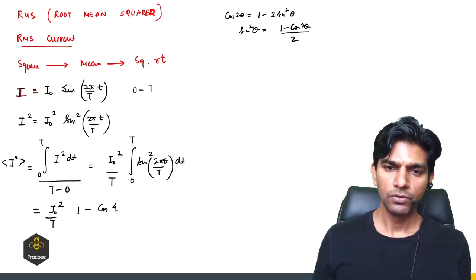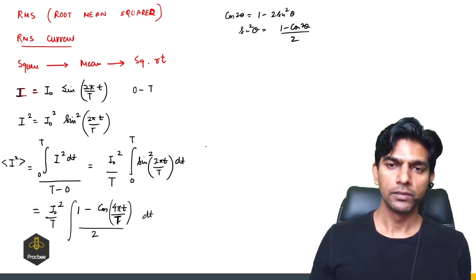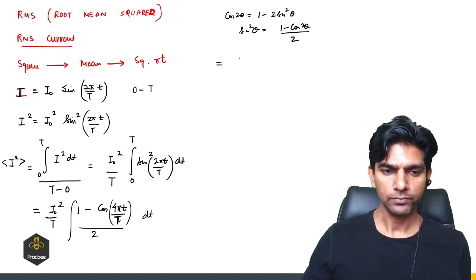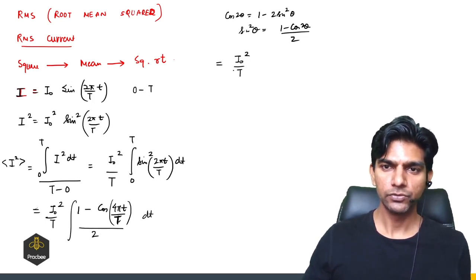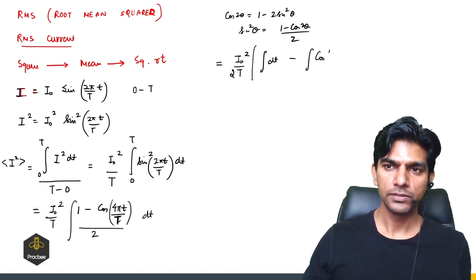So this will become 4 pi t divided by capital T and divided by 2. Now we can integrate this quite easily. So this will become I naught square by T, and there is 2 in the denominator, integral dt minus integral cos 4 pi t by capital T dt from 0 to capital T.